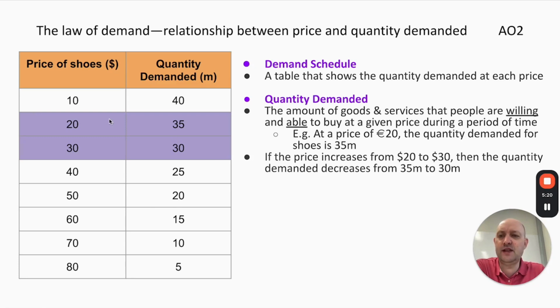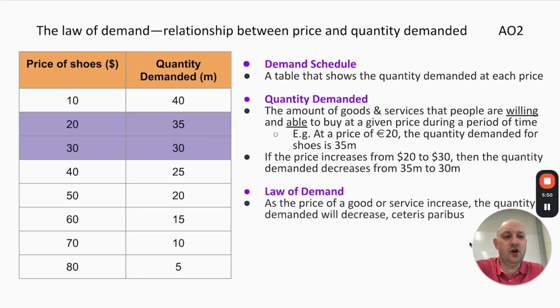And then similarly, you can see if the price increases from 20 euros to 30 euros, then the quantity demanded will decrease from 35 million to 30 million. And I think this makes sense. We're all consumers. We all go and buy things. And I think that's why demand is a bit easier to understand. If we're going to buy a pair of shoes and the price goes up, we're less likely to buy it. So the number of shoes that will be sold, or the quantity demanded, will decrease.